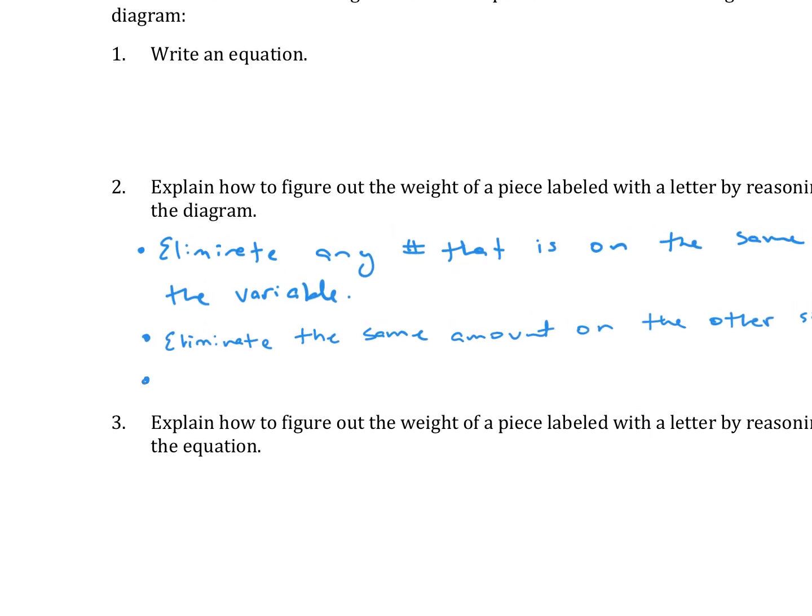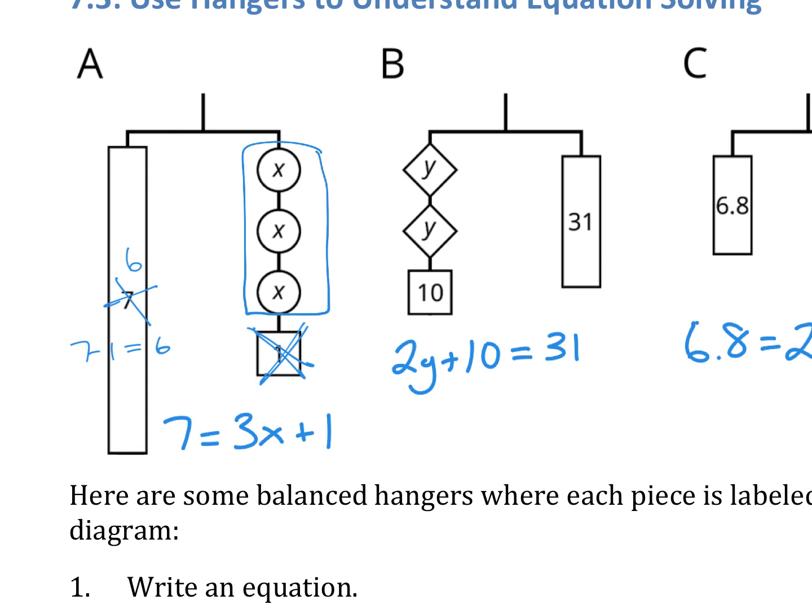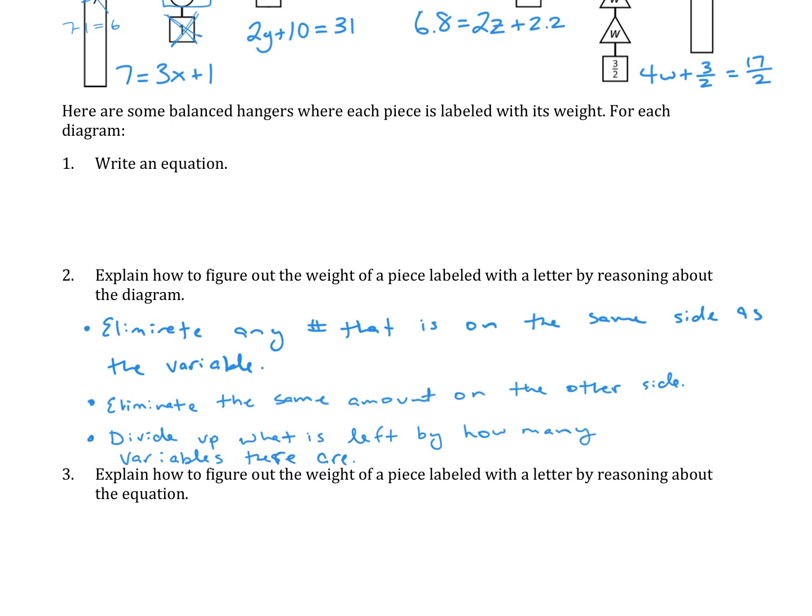Last, you're going to divide up what is left by how many variables there are. So if we look here, I have 3 variables. So this tells me I need to divide 6 into 3 groups. So we're going to do 6 divided by 3, which in this case is 2. So that's a general statement for using the hangers to figure out what the unknown is.